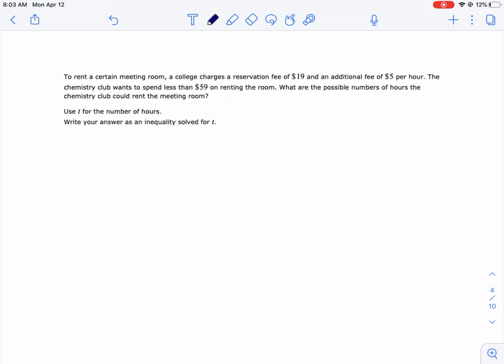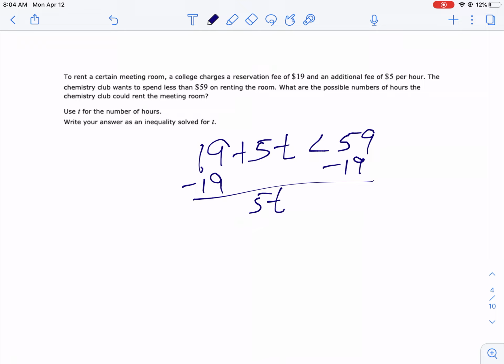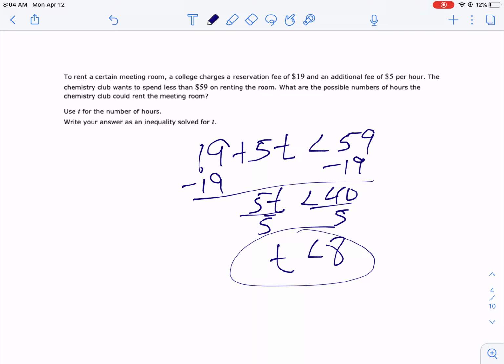Well, we're going to start here. You're going to pay $19 plus $5 for every hour, and we're supposed to use letter T. I want that to be less than $59. Well, minus 19 from both sides, 5T is less than 40, divided by 5. T is less than 8. And there is your answer. Obviously, you would have to stop at 0, but I think that's kind of given on this question.